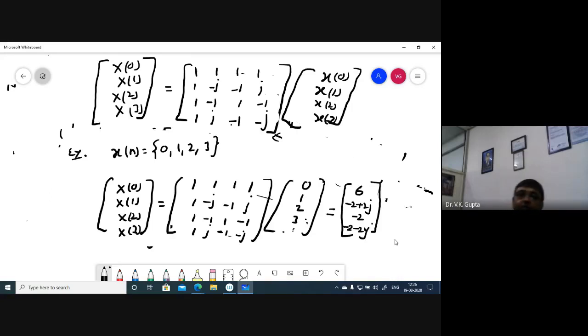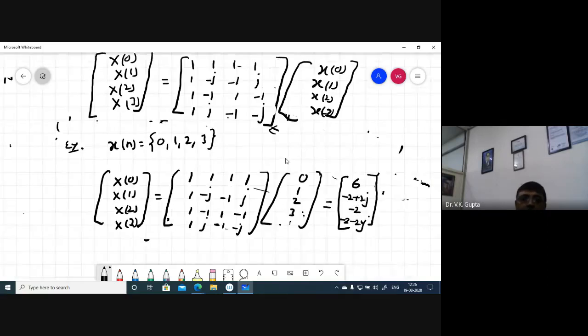The output is the same as we calculated earlier by directly using the formula. Here we use the matrix method to solve the DFT points. So for the same sequence we have the output 6, minus 2 plus 2j, minus 2, minus 2 minus 2j.